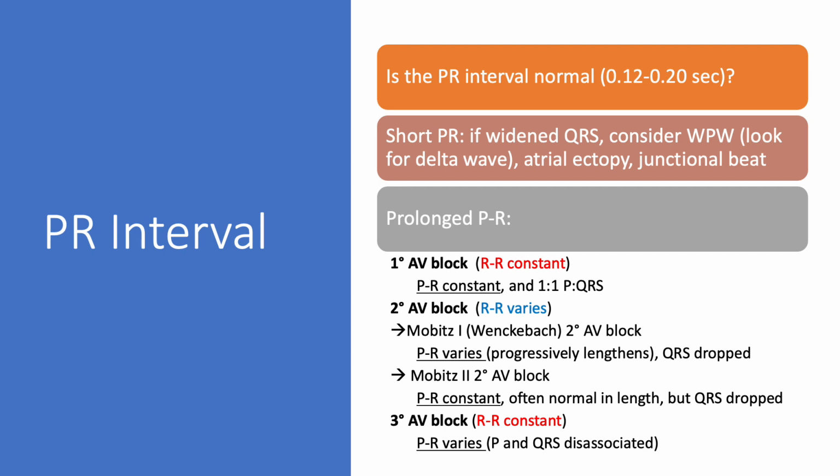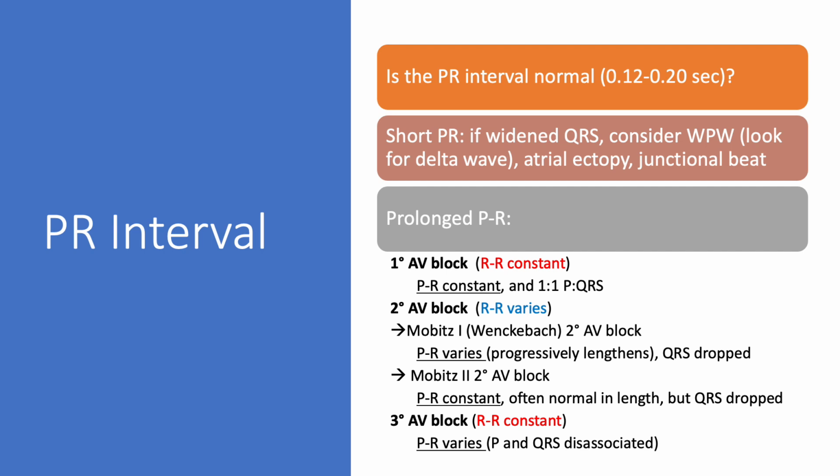Other potential causes of a shortened PR interval is atrial ectopy. So if I have a premature atrial complex, I might expect to see my PR interval shortened. Junctional beats also would be a cause of a shortened PR interval. Prolonged PR intervals, that's when we start thinking about first degree AV nodal blocks. In a first degree AV nodal block, as a reminder, the R to R is constant, the PR interval is constant, and you still have that 1-to-1 P to QRS.